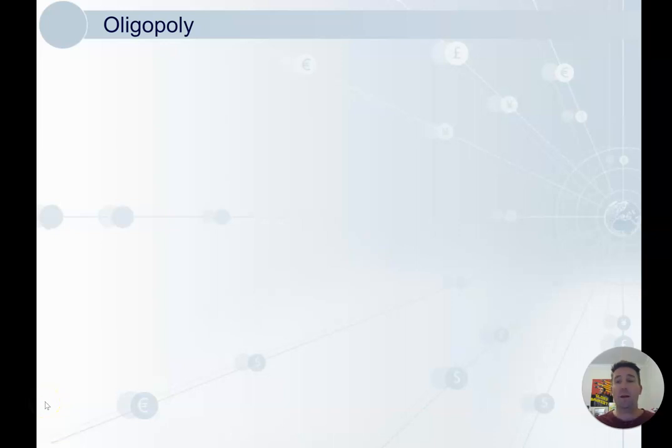Okay, Brian, we are looking at the next two market structures. Firstly is oligopoly. So we'll get straight into looking at the characteristics, the assumptions of that model.